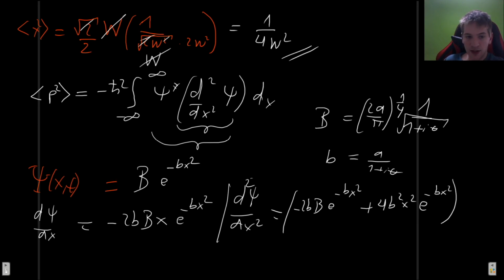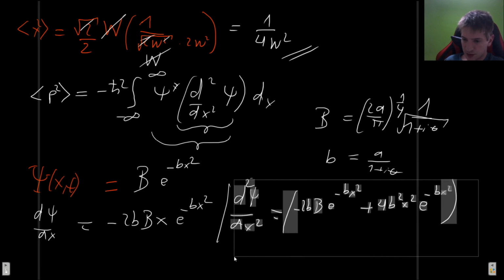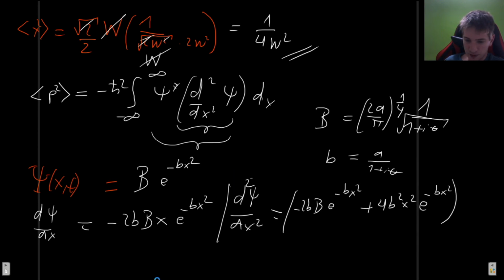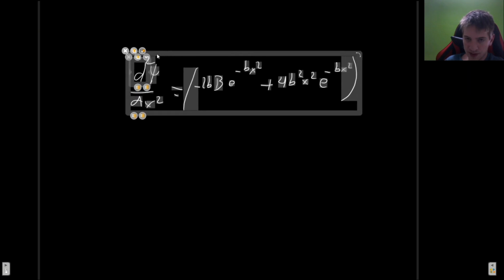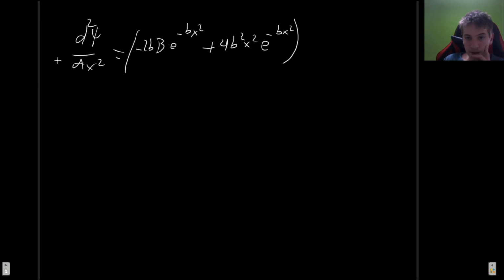Okay, so let us now take this to the next step. This is our second derivative, but we can still make this a bit cleaner. So we can factor out the exponential. Let's just write it to the right. And oh, I think I'm missing this large B here, by the way.